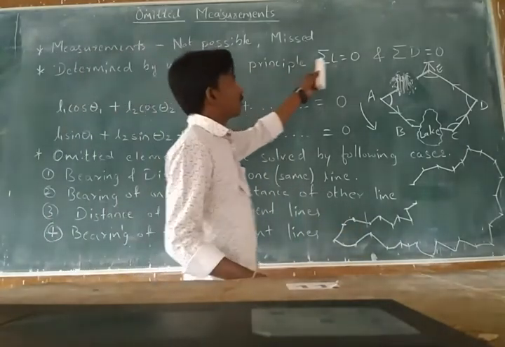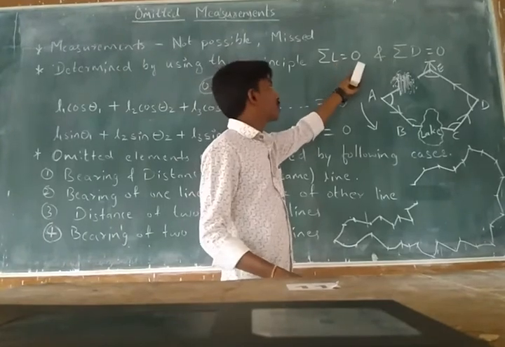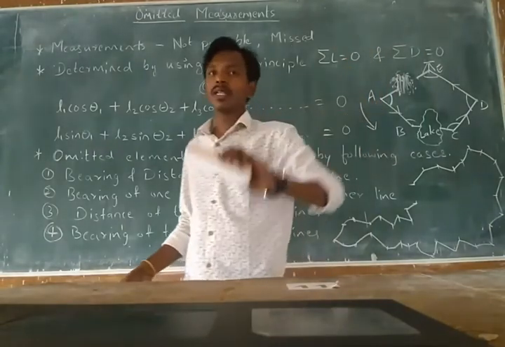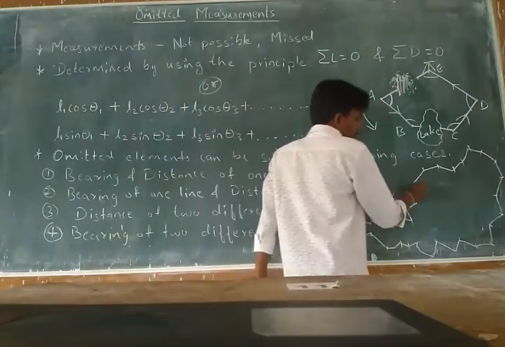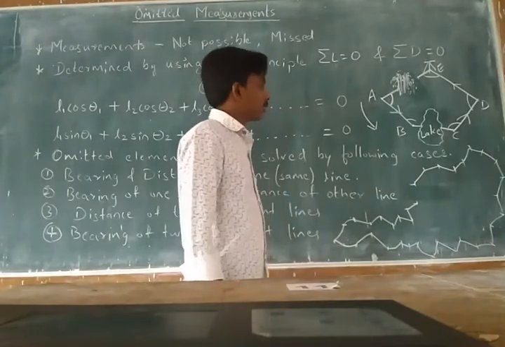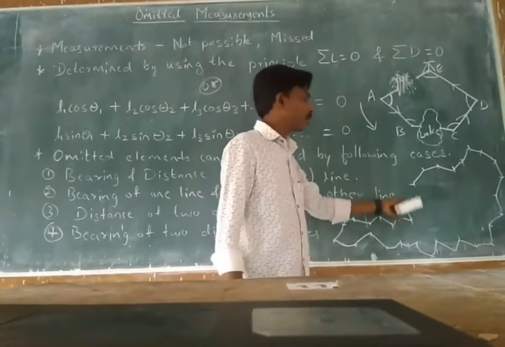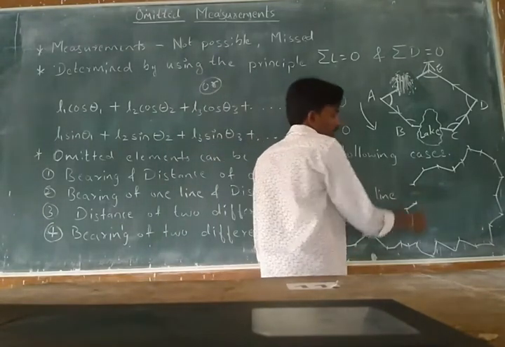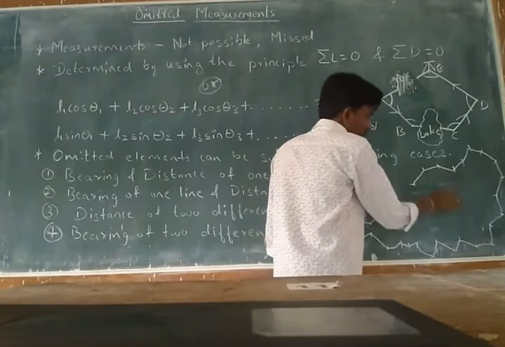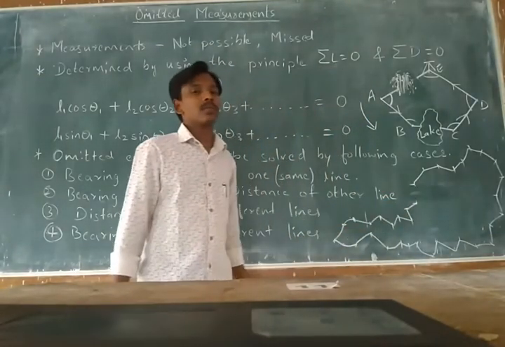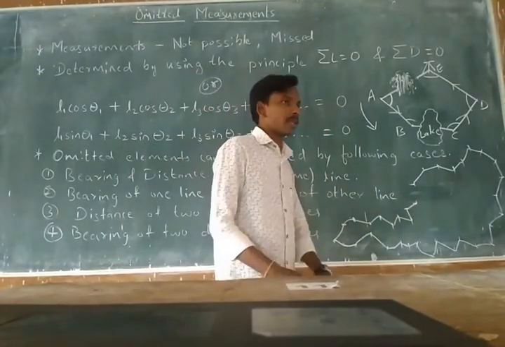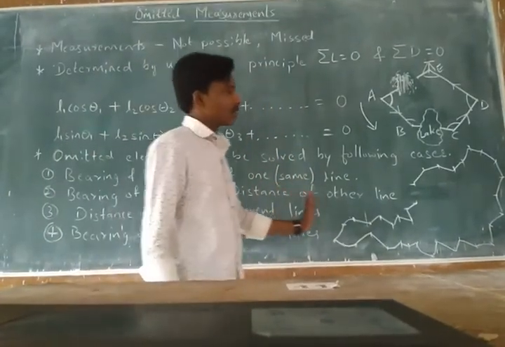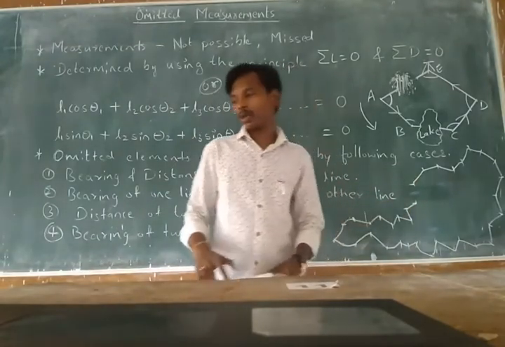The principle of closed traverse is: summation of latitudes must be equal to 0, and summation of departures must be equal to 0. By using this principle of closed traverse, you can determine the length of the missing traverse side and the bearing of the missing traverse side. So here this is the omitted measurement. Though it is omitted, you can determine the measurement. So I'll explain the topic once in Kannada also, very shortly.